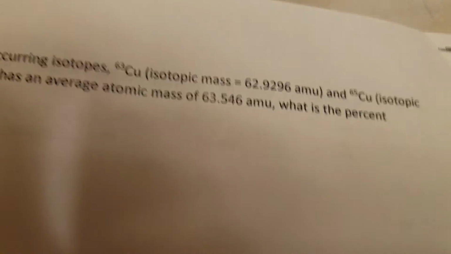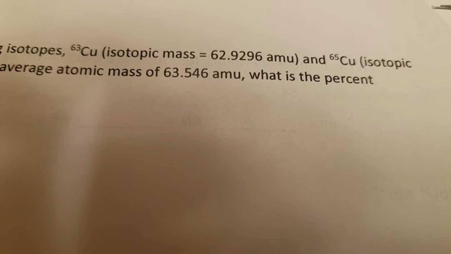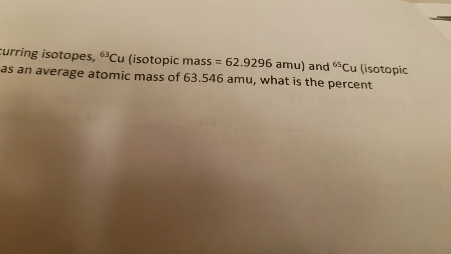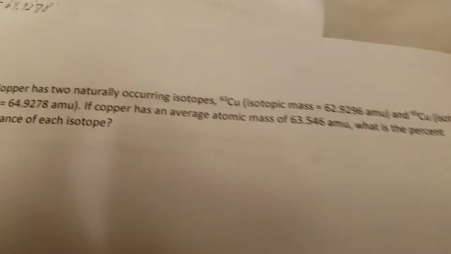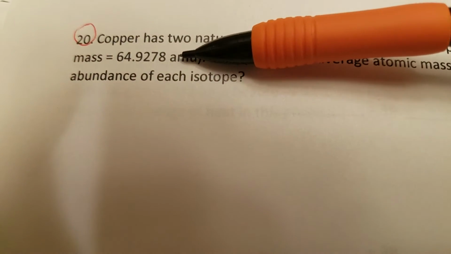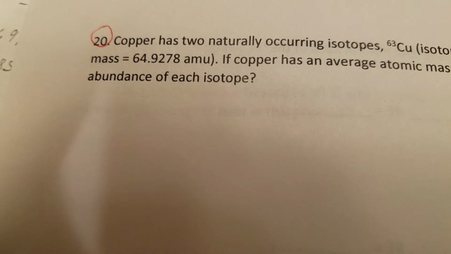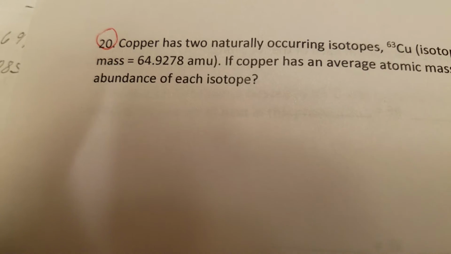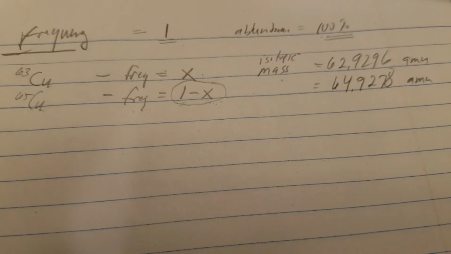So now we're going to go back and look and see what else is in this problem. It's given us the actual isotopic mass here of 62.9296. And then for the copper 65, it's 64.9278. And this is in AMUs, or atomic mass units. We're going to use those values instead of the 63 and the 65 because it's more accurate.